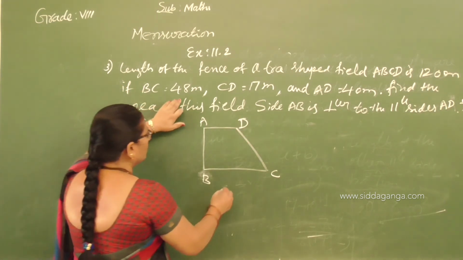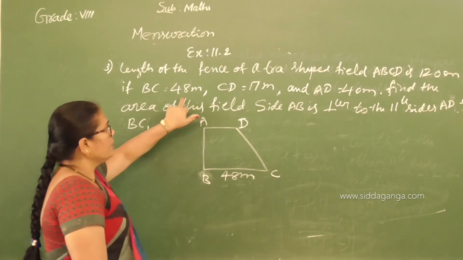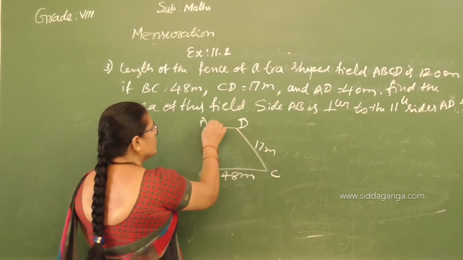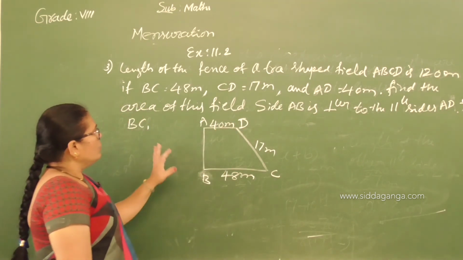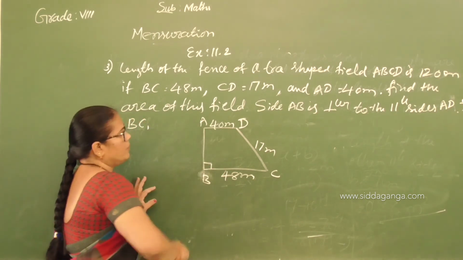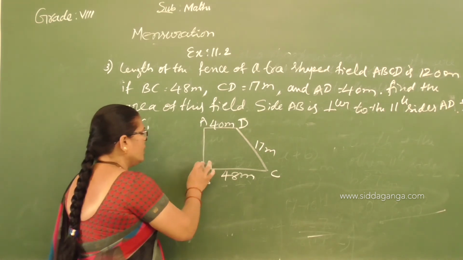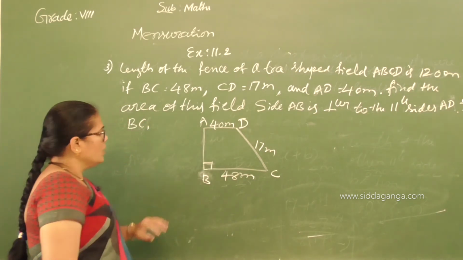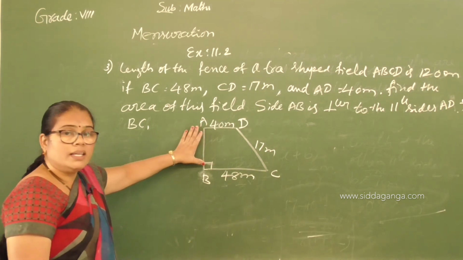Here BC is equal to 48 meter, CD is equal to 17 meter and AD is equal to 40 meter. Find the area of the field. Then AB is perpendicular to the parallel sides AD and BC. Here AB is a perpendicular line, that is the altitude. So from the perimeter we have to find out the length of AB.